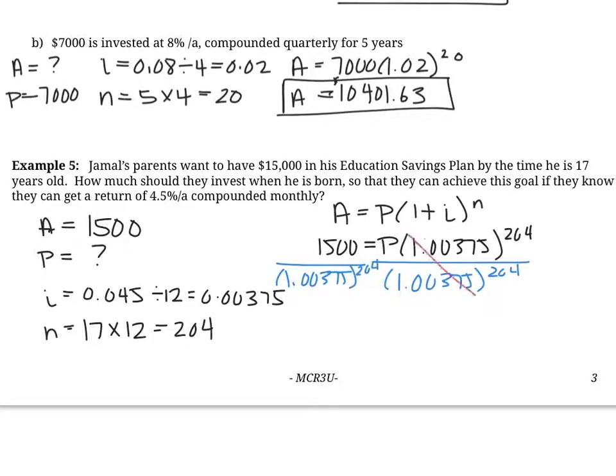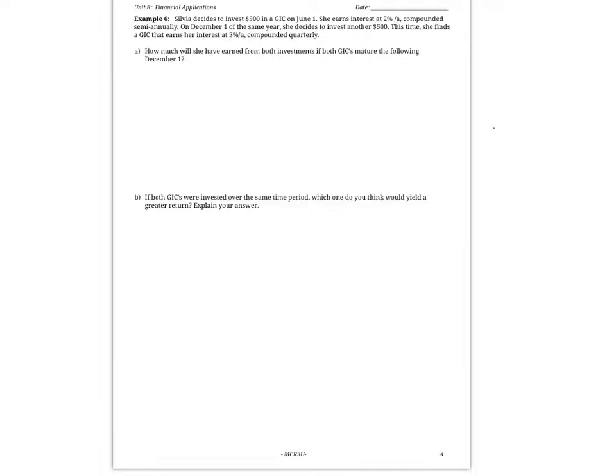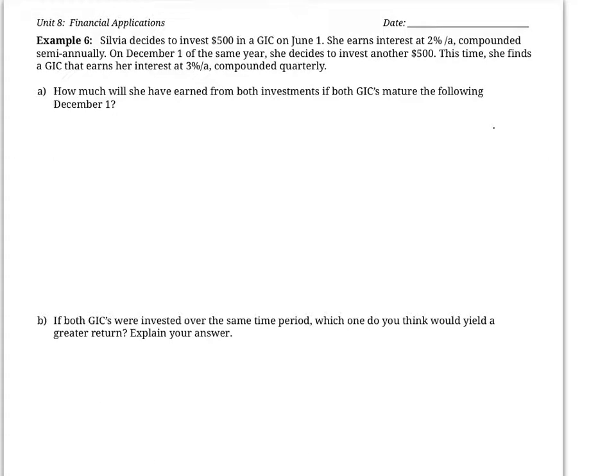And we're going to be left with our P value equal to $699.00, which is really interesting. So all they have to do is invest $700, and if they invested in this account that's earning 4.5% compounded monthly for 17 years, they will have $15,000.05. Oops. Okay, so here's our final question.